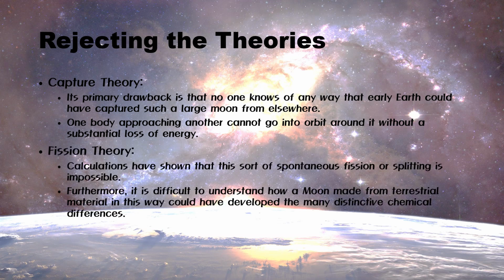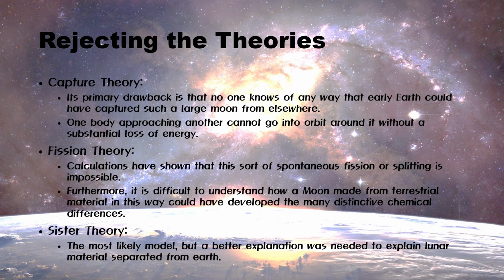If we look at the fission theory, calculations show that this sort of spontaneous fission or splitting is impossible. There's not really a reason that all of a sudden it should just rip itself apart. Furthermore, it's difficult to understand how a moon made from terrestrial material in this way could have developed many of the distinctive chemical differences. Because remember, even though we have similar materials, they are not the same. And then when we look at the sister theory, we say, well, this could be the most likely model, but a better explanation is needed to really explain lunar material that's been separated from Earth.